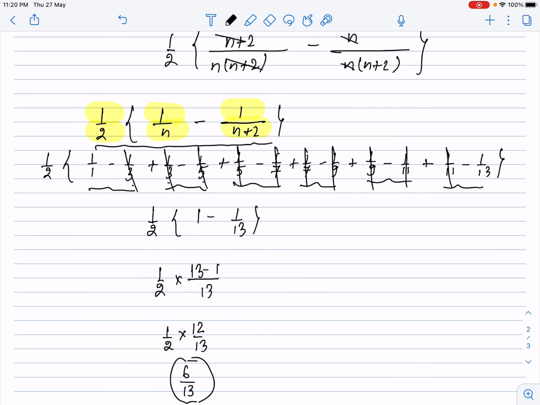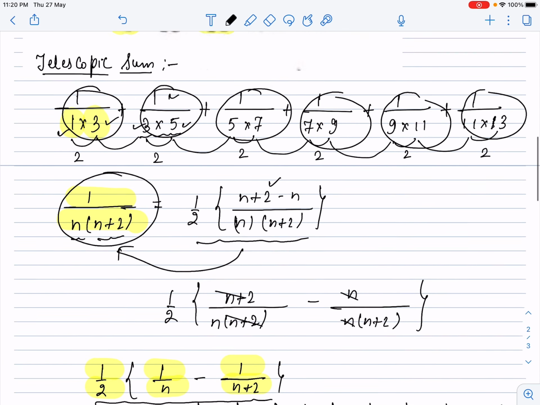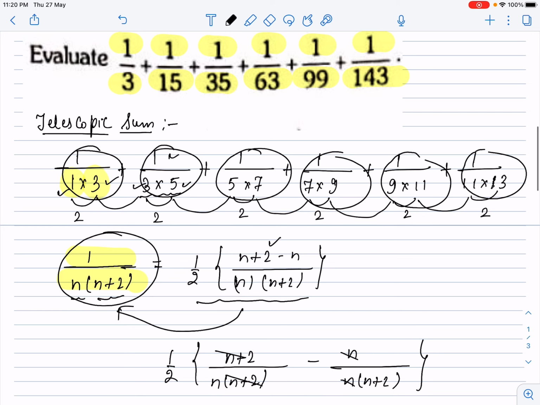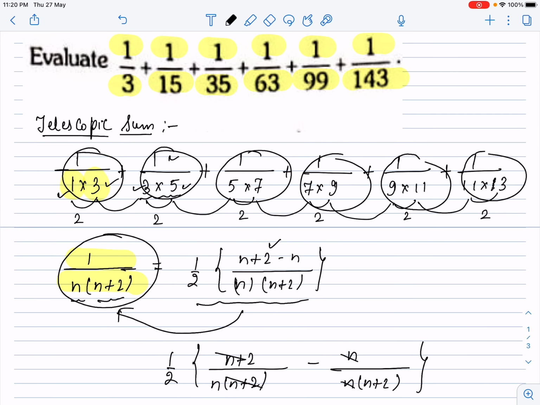Hope you guys would have enjoyed the session and understood how to solve a telescopic sum. We'll be making many more sums using the telescopic method. It is a very important concept.